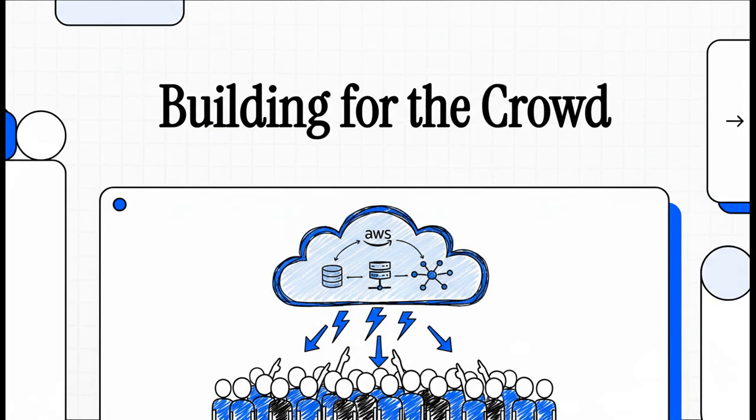All right, let's talk about something huge for anyone building on the web. How do you actually build an application that can handle a massive, unexpected crowd? Today, we're going to break down a foundational AWS architecture that solves this exact problem.